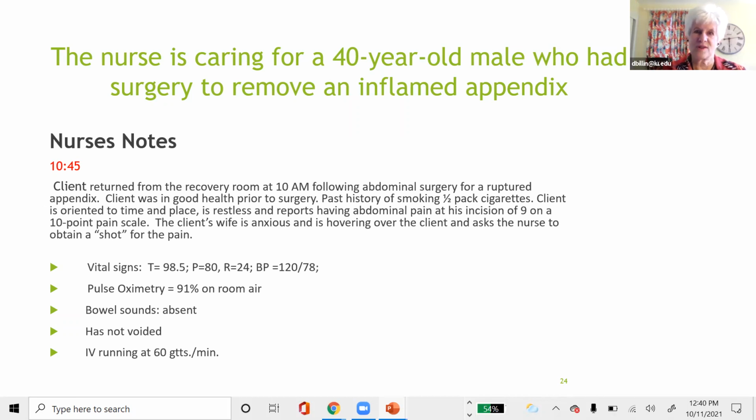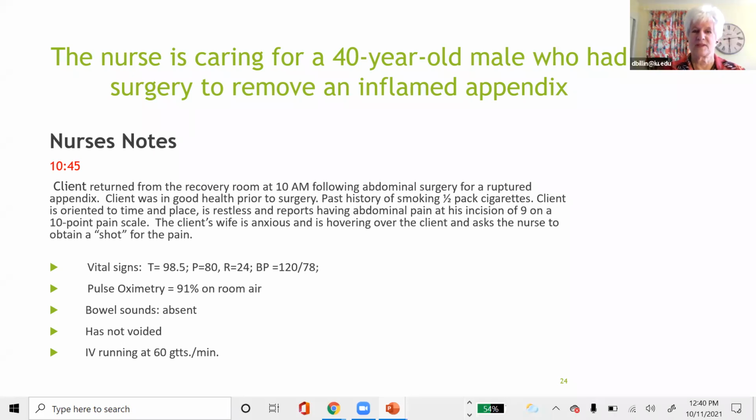Let's see, some more coming in. The client's wife is anxious. The pulse ox on the right arm is below 95. Up ad lib is concerning. Absent bowel sounds would be expected at this stage. IV less than the order. IV running out, but no urine output.